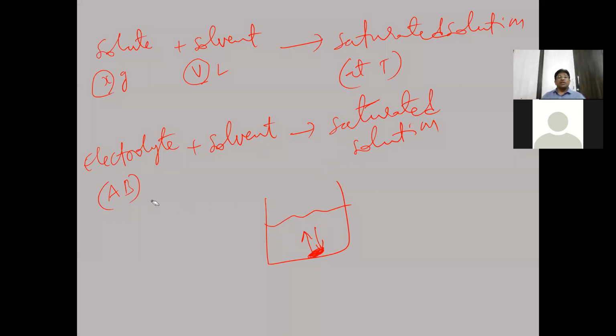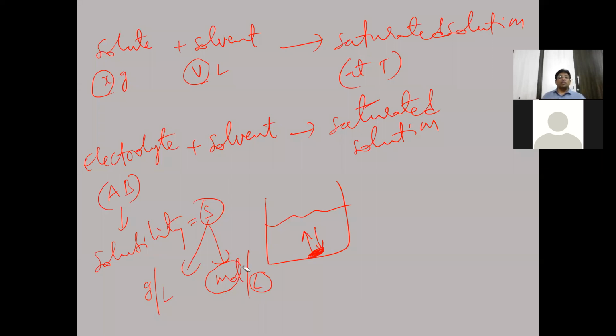So the solubility of this electrolyte is taken as S. Solubility is given by S. We measure it in S grams per liter or S moles per liter. How many moles of solute are dissolved in 1 liter is called moles per liter. And how many grams of solute are dissolved in 1 liter of solution is called solubility. Also, solubility is measured in moles per liter.